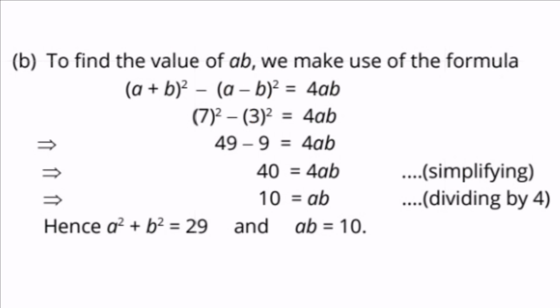So 7 whole square is equal to 49 and 3 whole square becomes 9. So 49 minus 9 becomes 40. So if we divide both sides by 4, 40 becomes 10 and 4ab becomes ab. So ab is equal to 10 and a square plus b square, as found in the last section, is equal to 29.